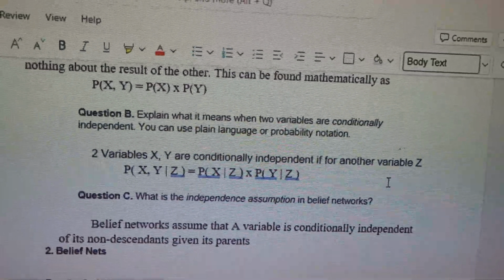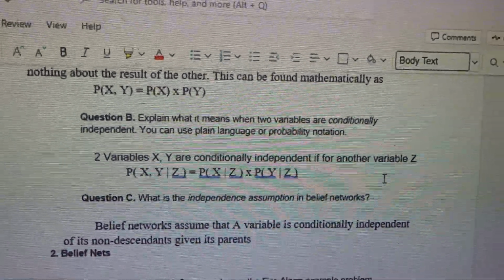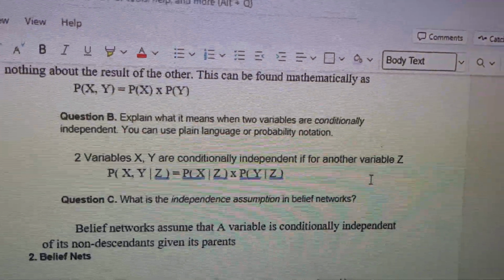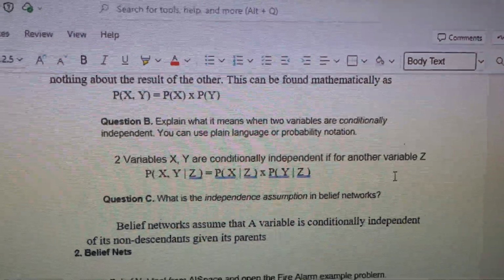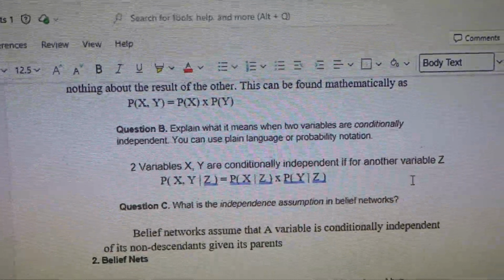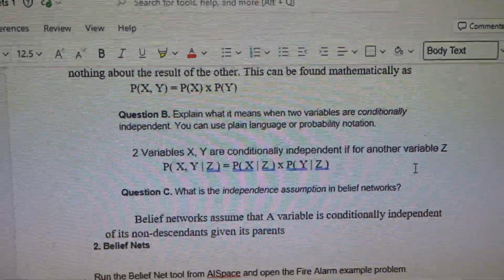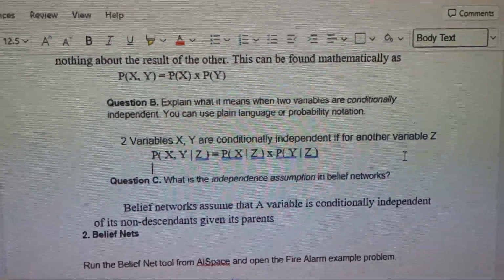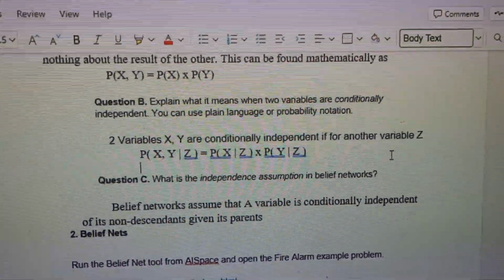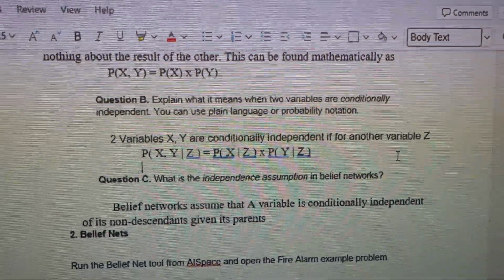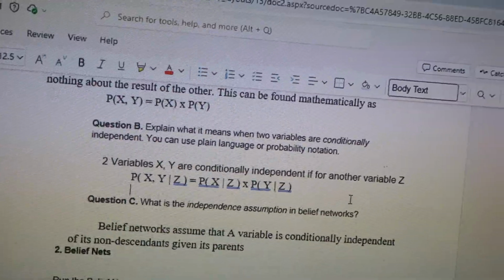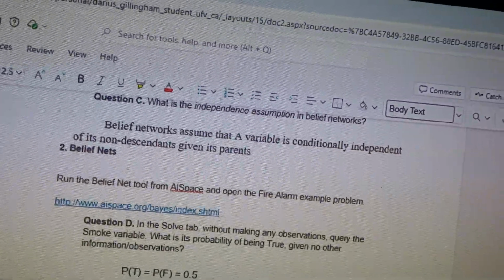And basically we assume that a variable is conditionally independent of all the variables that aren't either its parents, so aren't required for that variable to be true, or its descendants, i.e. variables that have the same relationship with that variable as that variable does to its parents. And now we're on to the belief networks part of this.